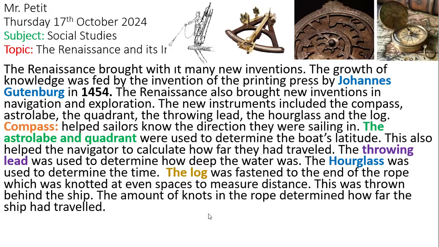Yes, sir. When was the printing press invented? Zion Davis, when was the printing press invented? Where's Zion? Yes, sir. When was the printing press invented? It's right there, first line. 1454. Thank you, 1454.